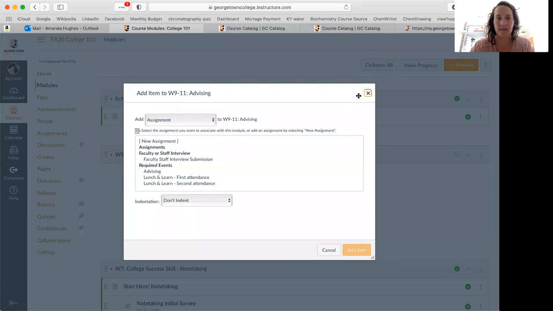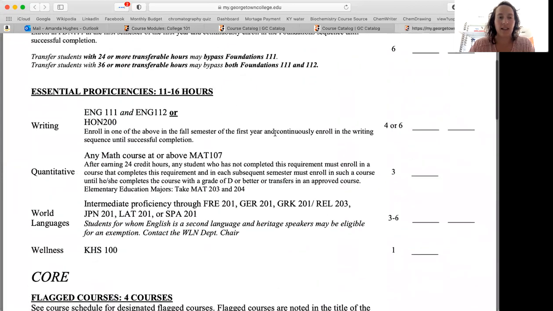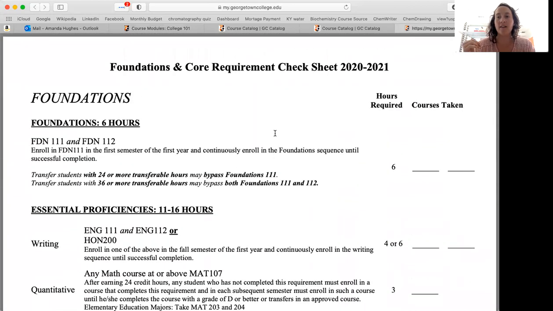So maybe you have a physical copy of the book, but also the online course catalog. And I'll show you where that is too, and we'll look at those. All right, so first let's talk about the Foundations and Core checklist. So if you share the screen, oops. So I will post this on our Canvas page, but it's essentially a worksheet that you could print out and fill out if you would like, and it's the Foundations and Core requirements.